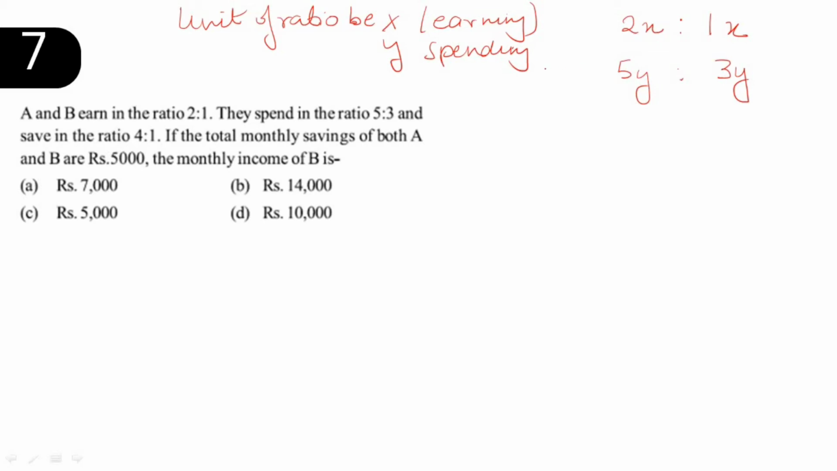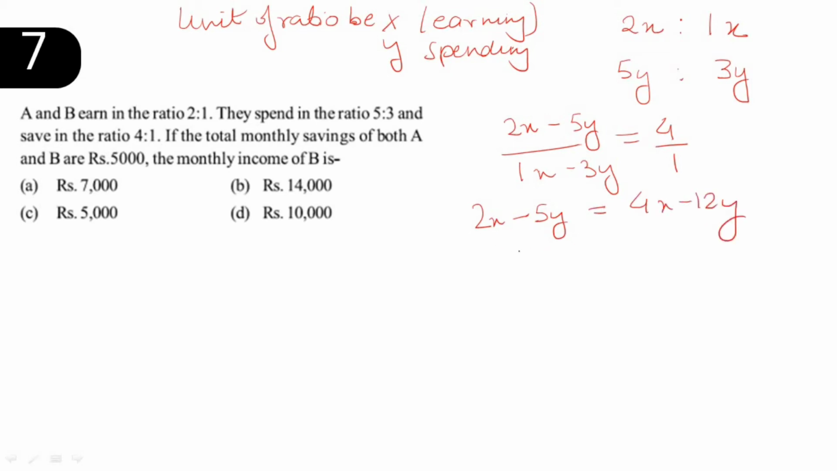And the savings are in the ratio 4:1. What are the savings? Total minus expenditure is the saving. Here again, total minus expenditure is the saving. They save in the ratio 4:1. We can just cross multiply everything and we will get 2x minus 5y is equal to 4x minus 12y. Here comes minus 2x is equal to minus 7y. X upon y is equal to 7 upon 2.